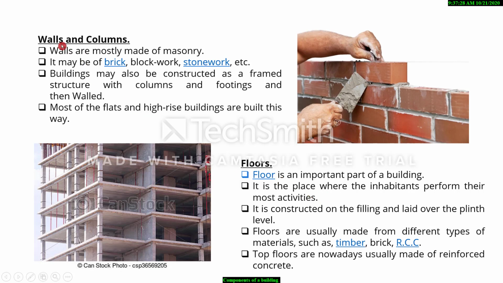Okay, after the walls and columns, we have the floors. Floors are an important part of the building. It is a place where the inhabitants perform most of their activities. It is constructed on the filling and laid over the plinth level. Floors are usually made from different types of materials like timber, brick, RCC, and we can use floor coverings like marble, tiles, mosaic, whatever it may be.